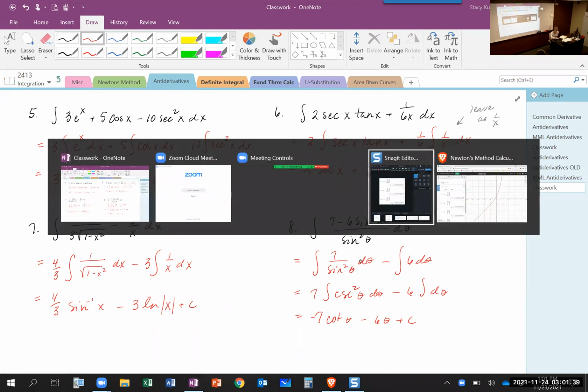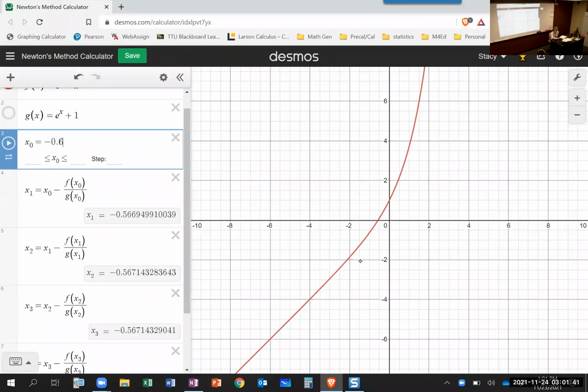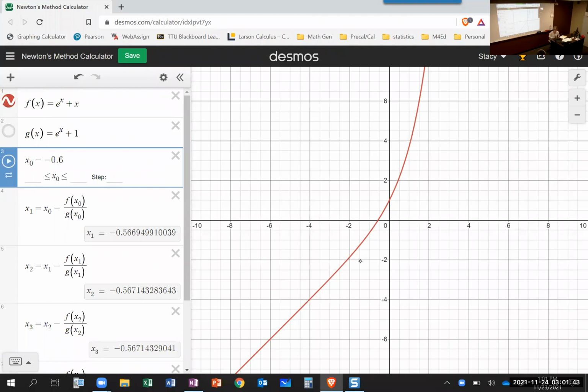Okay, when you're doing Newton's method, I would encourage you to set up some sort of program. I would program it personally into something. Whether that's Excel, I don't know if it was working, it looked like maybe it was working in your calculator, but it was pretty easy to do in Desmos as well. I just had to label the derivative as something different. Okay, and then I set it up as a calculator.